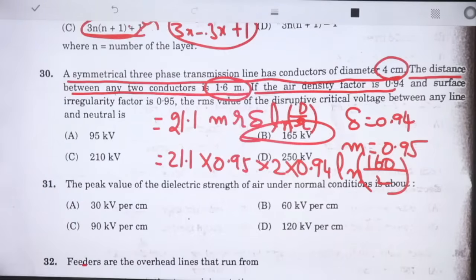Isn't it? Have we calculated? 165 kV. Next.